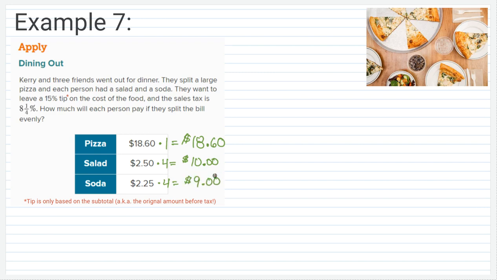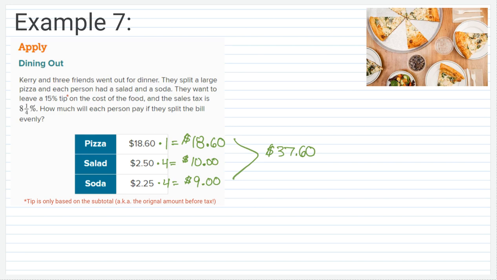To figure out our subtotal, we're now going to add all of these prices together. And that's going to give us a grand total of $37.60. So that is my amount before tip and before tax. So what we're going to do next after that step is to figure out how much tip, and then we're also going to figure out how much tax, and then we can add those amounts together to get my final bill. And then we have one more step after that.